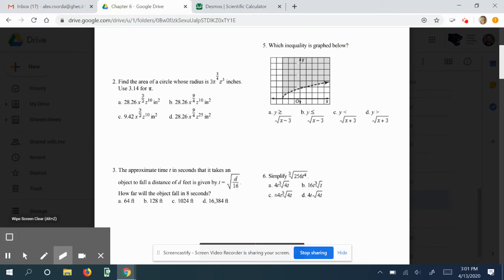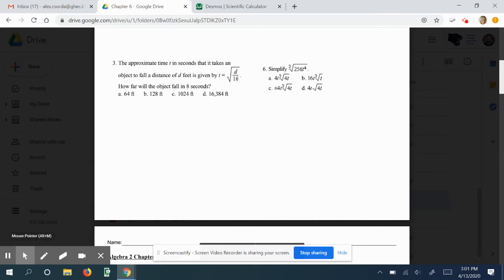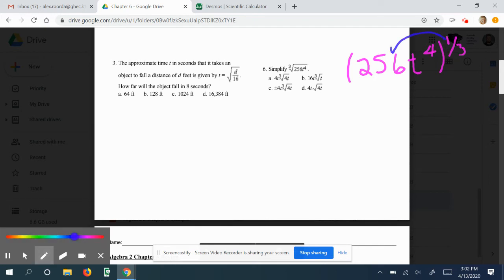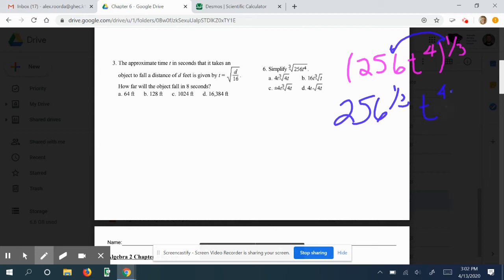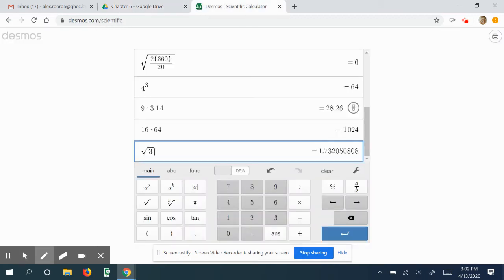Now, number 6 says to simplify that third root. Okay? All right. So what we're going to do is look at this and say, okay, I'm going to start by rewriting it in exponential form. So 256 t to the 4th, all that to the 1/3 power. Now I have to give that 1/3 power to both 256 and t to the 4th. So I'd write it as 256 to the 1/3 power and t to the 4/3 power. Okay. Now 256 to the 1/3 power. Let's look at what that is.